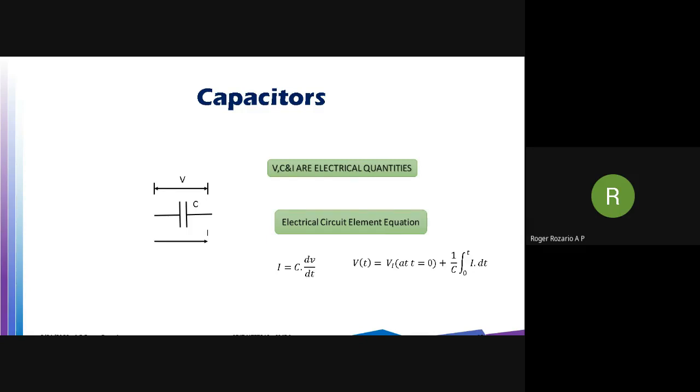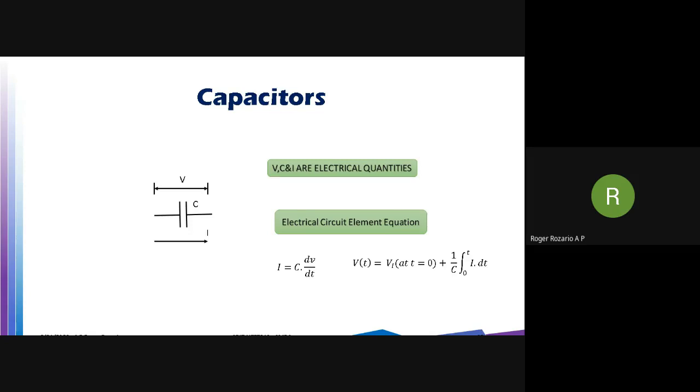Current is directly proportional to the change in the voltage between the two terminals, and the proportionality can be removed with the help of a constant, and that constant is called the capacitance C. So I equals C into dV by dt. I is the current flowing through the capacitor, V is the voltage across the capacitor, C is the capacitance value. This is called the differential form of the circuit element equation of the capacitor.